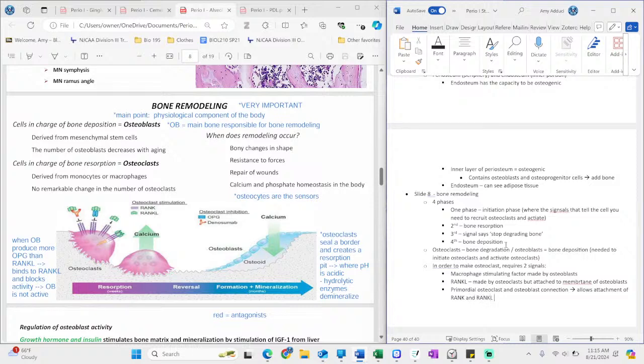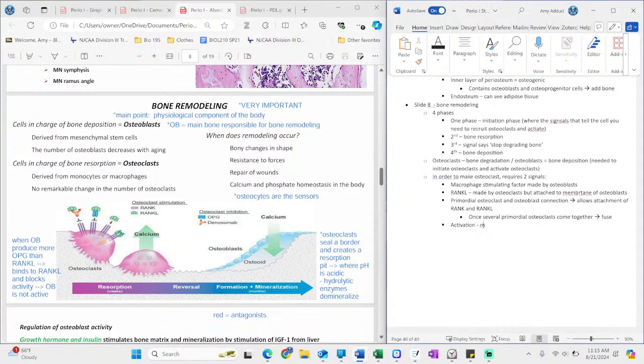Once several primordial osteoclasts are formed, they fuse. And that's why osteoclasts are multinucleated and big cells. The next step is the activation, and that's when osteoblasts are needed again. And they are needed because they produce and release RANKL. In this case, the RANKL is not attached to the membrane, it's released into the external environment. And when that happens, the osteoclast is activated.